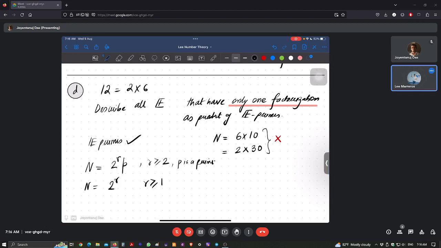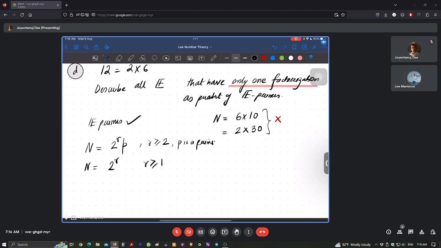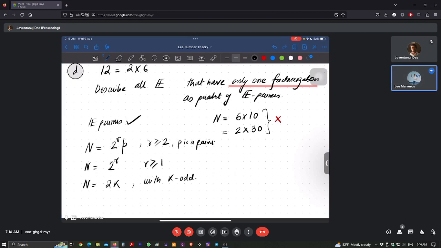So the numbers are this type of numbers. The last number is 2 times k, where k is odd. So this is an E prime, right? If k is any odd number, then 2 times k is already an E prime. So it will have only one factor. So this is the one factor.